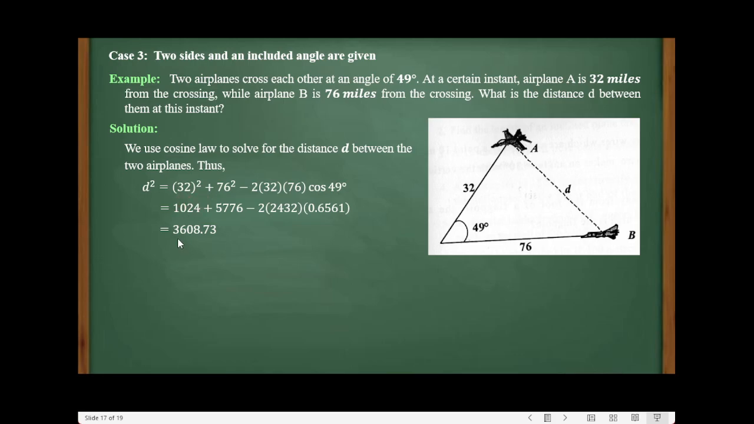And at this point, we have 3,608.73, which is your d squared. Now, taking the distance, you get the square root of this, and approximately the distance between the two airplanes is 60 miles. Okay? Next.